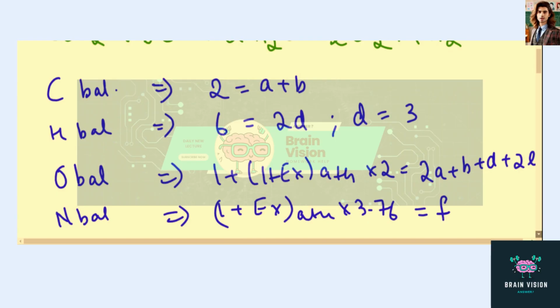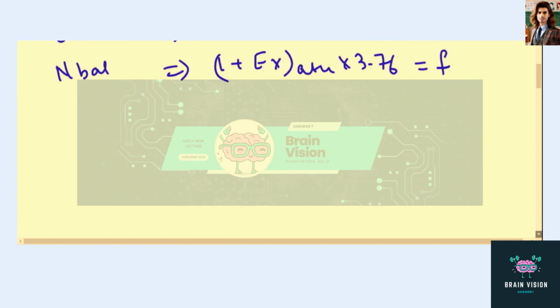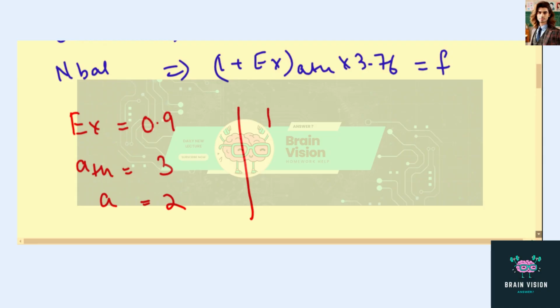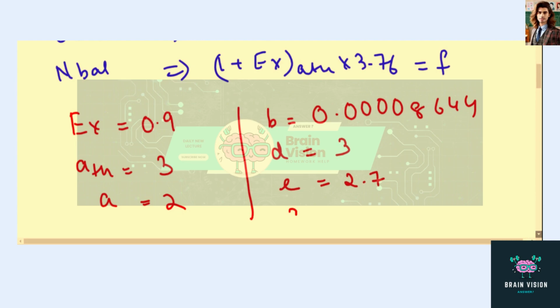Now solving the above equations, we find the coefficients to be Ex equals 0.9, a equals 3, A equals 2, B equals 0.00008644, D equals 3, E equals 2.7, and F equals 21.43.